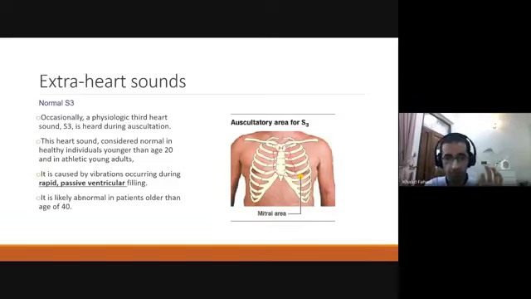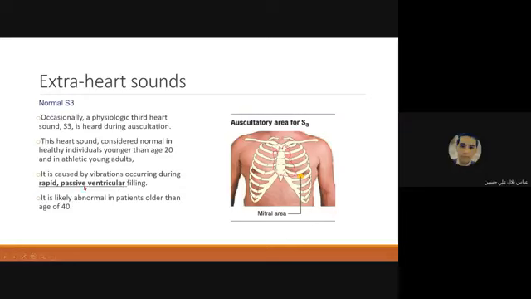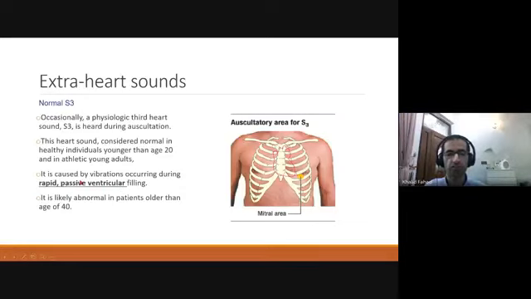Pay attention to the phrase: it usually occurs during rapid and passive filling. It's very good. So it usually occurs in diastole. The second question is when it occurs, early in diastole or late in diastole. So rapid, passive. Yes, it is early because it is passive filling.